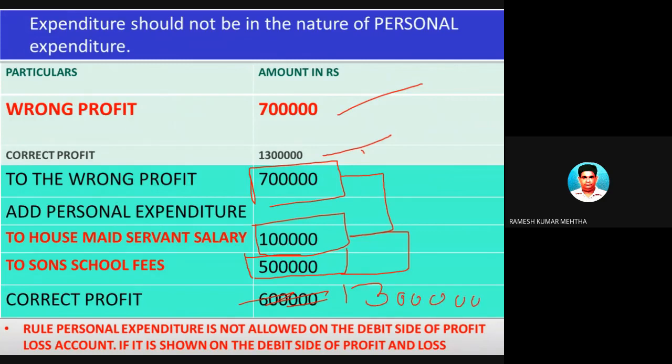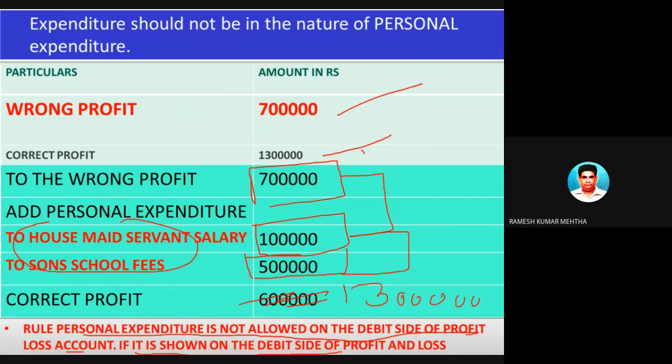So what is the rule? Number one, personal expenditure is not allowed on the debit side of profit and loss account. If it is shown on the debit side of profit and loss account, then there is an element of mistake. To overcome that, what you have to do? You have to add these two expenditures to the old profit to arrive at the correct profit.